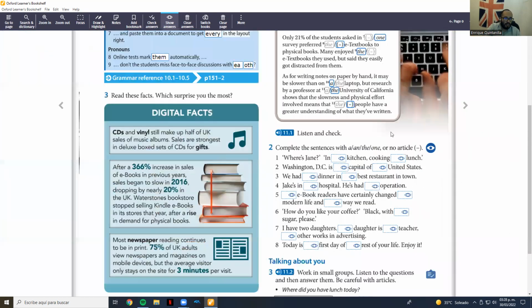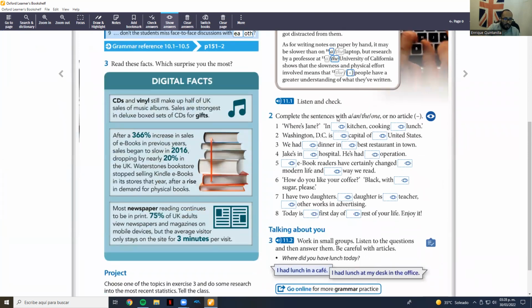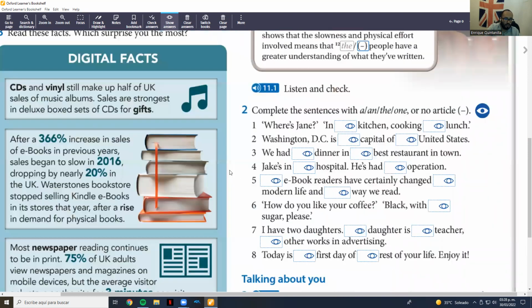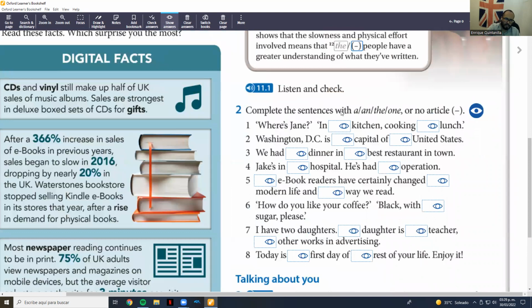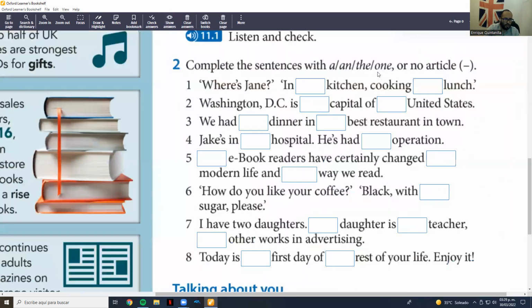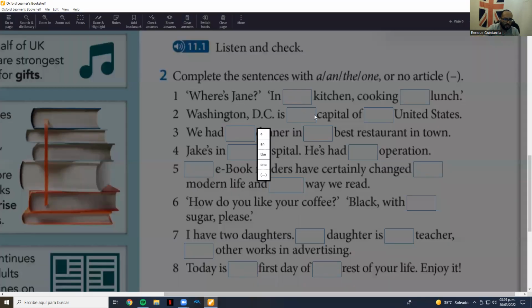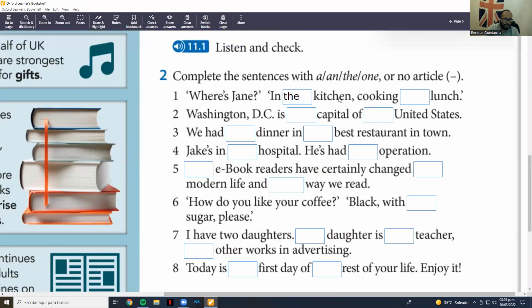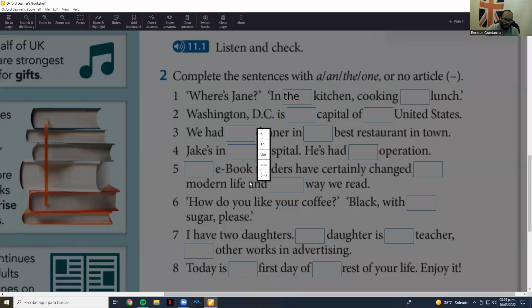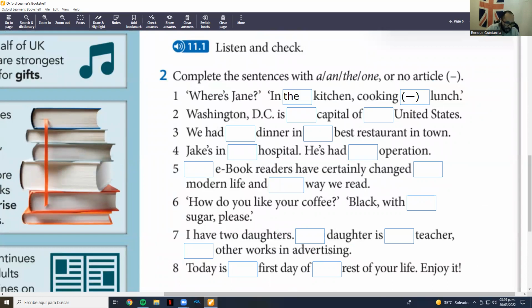All right, girls. So as a final activity, we're going to do this part. It says complete the sentence with a, the, one, or no article. I'll help you with the first one. Where's Jane? She's in the kitchen cooking lunch. No article. Fine. So 2 minutes. You check, and then I'll say the answers.